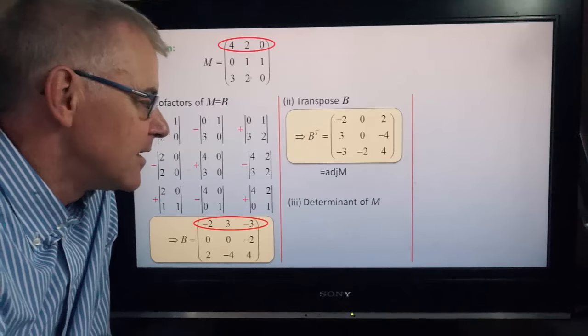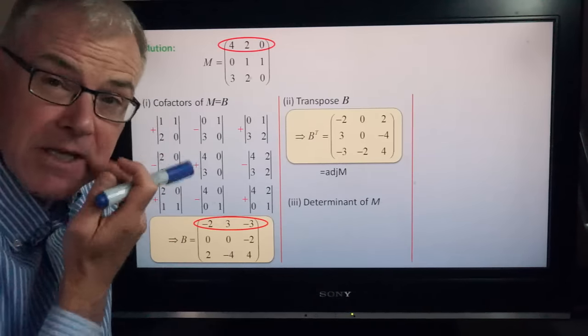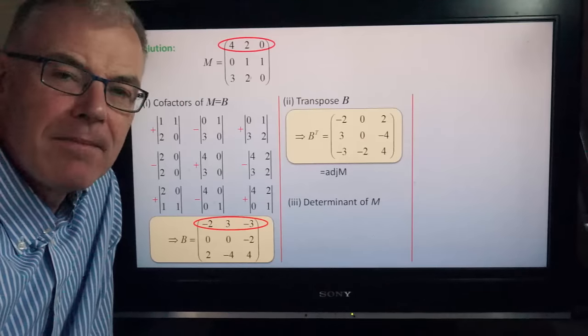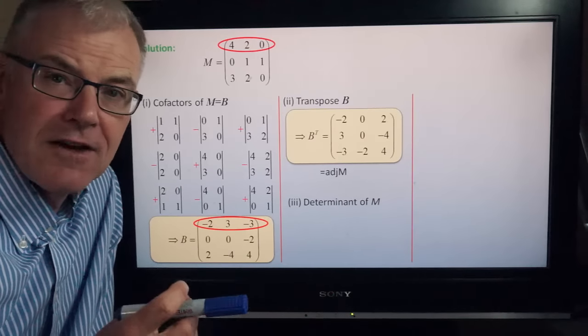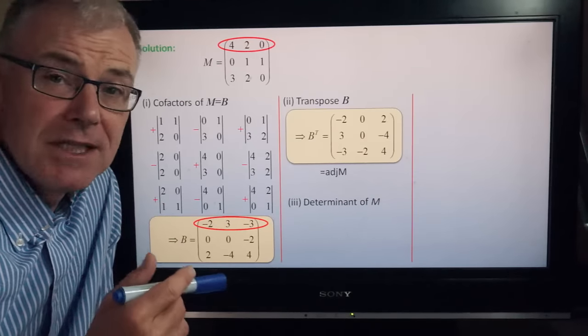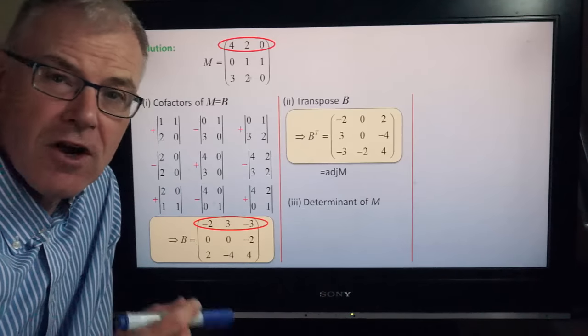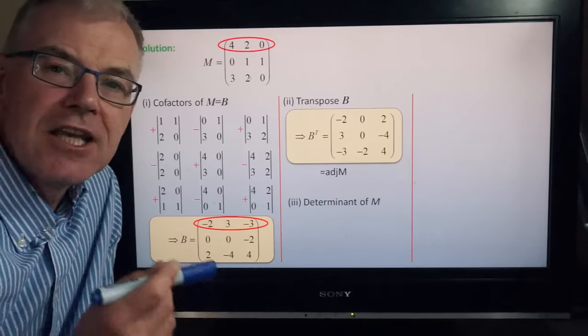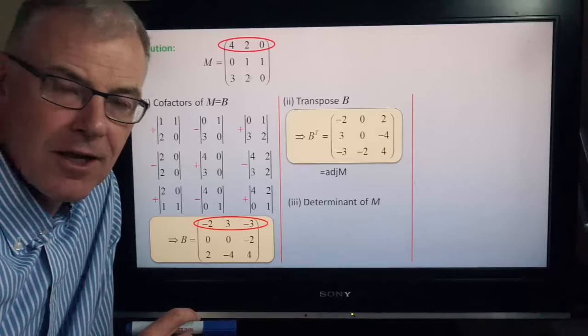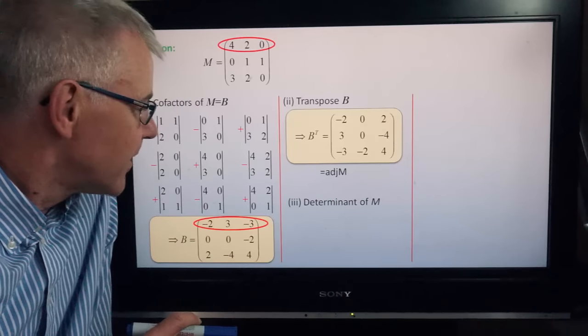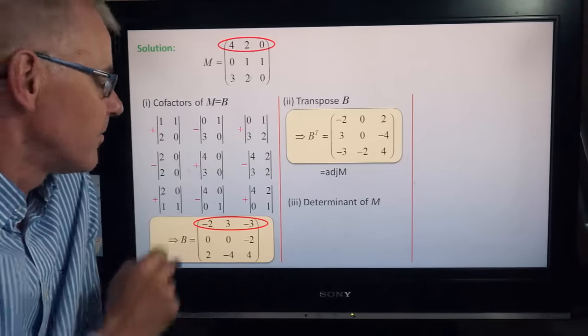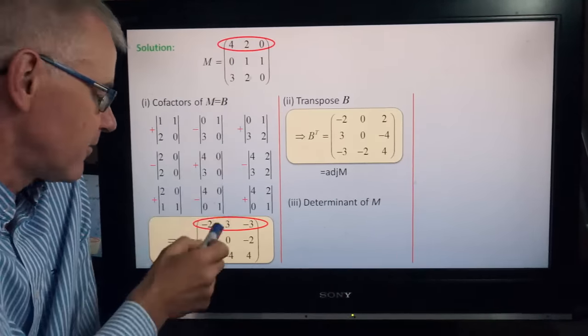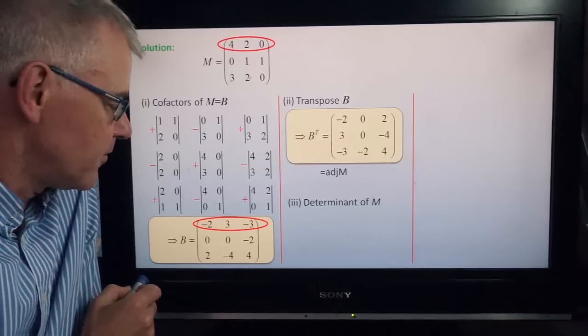So now we were asked to determine the determinant of M. And again, if you remember, we get the determinant of a 3 by 3 matrix by multiplying the elements of any row or any column by the cofactors of that row and that column. So in this case, I've picked the first row and the first column. The first row of the matrix and the first row of the cofactors.